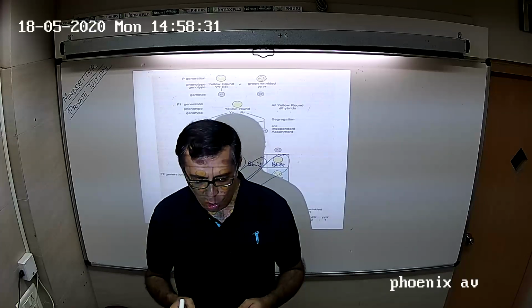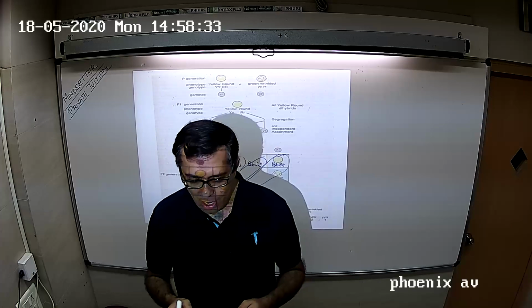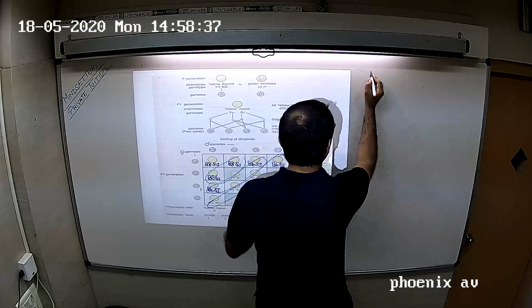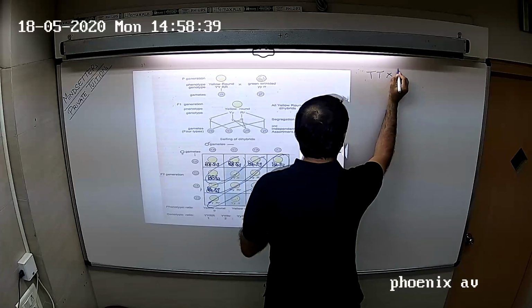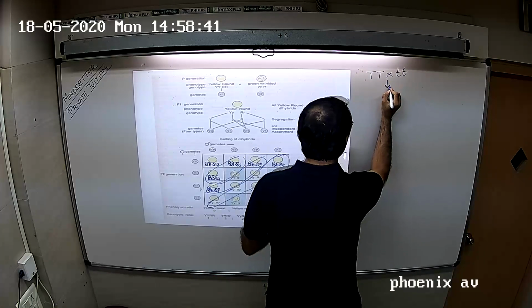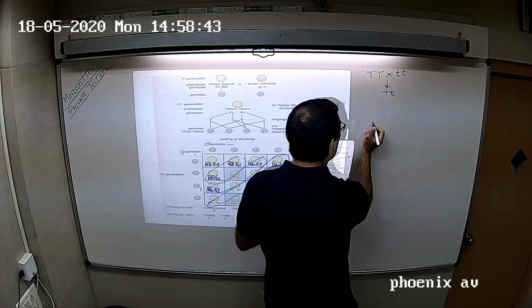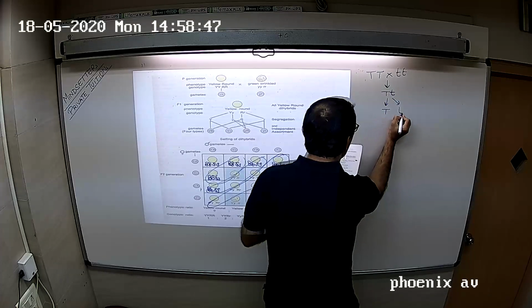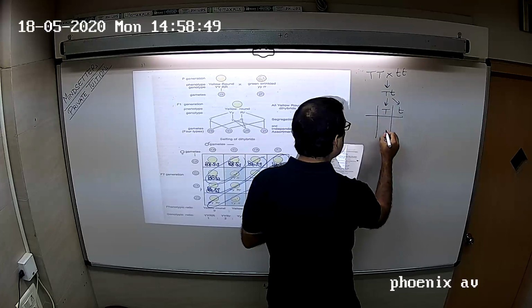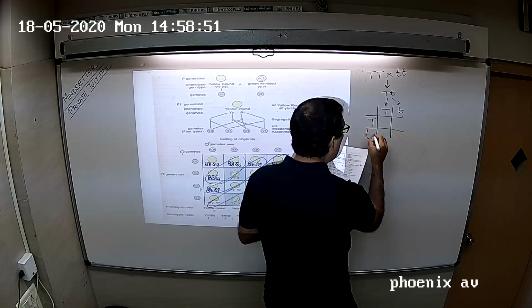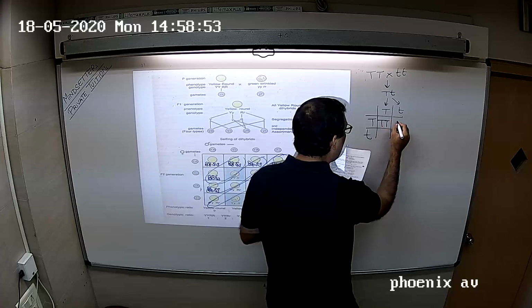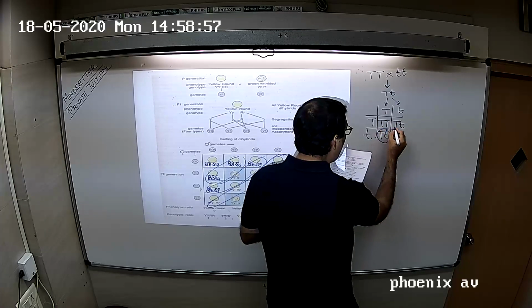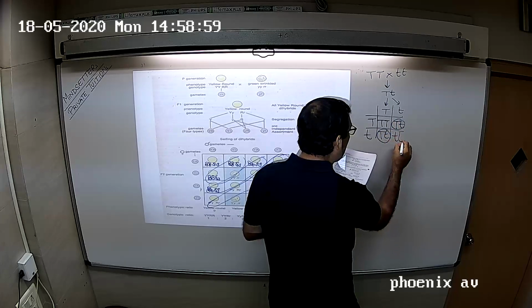155, a pure tall and a pure dwarf were crossed to produce offspring. Offsprings were self-crossed. Then find the ratio between true breeding tall and true breeding dwarf. Pure tall and pure dwarf are crossed, and what will we get in the F1 generation? Capital T, small t. And what will we get in the F2 generation? You will get capital T, small t, and here also you will get capital T, small t. This will become capital T, capital T, this will become capital T, small t, this will become capital T, small t, and this will become small t, small t.